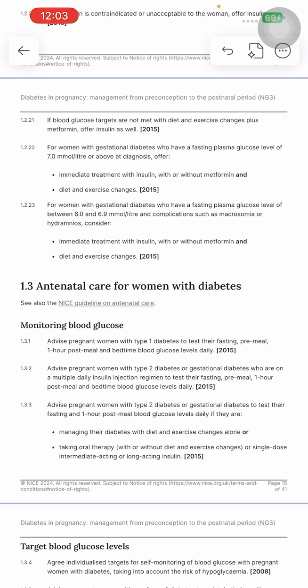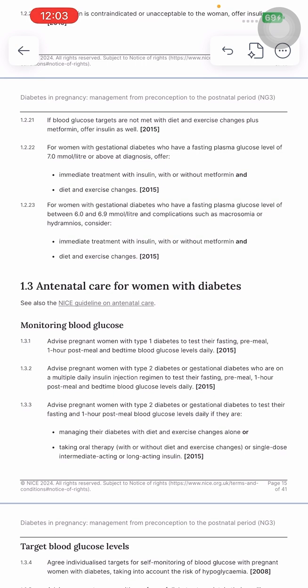So these points are very, very important. If her blood glucose level is less than 7, initially you start her on diet and exercise, and after 2 weeks you review her. If her glucose is controlled, you continue diet and exercise. And if her glucose levels are not controlled, then you start her on metformin.